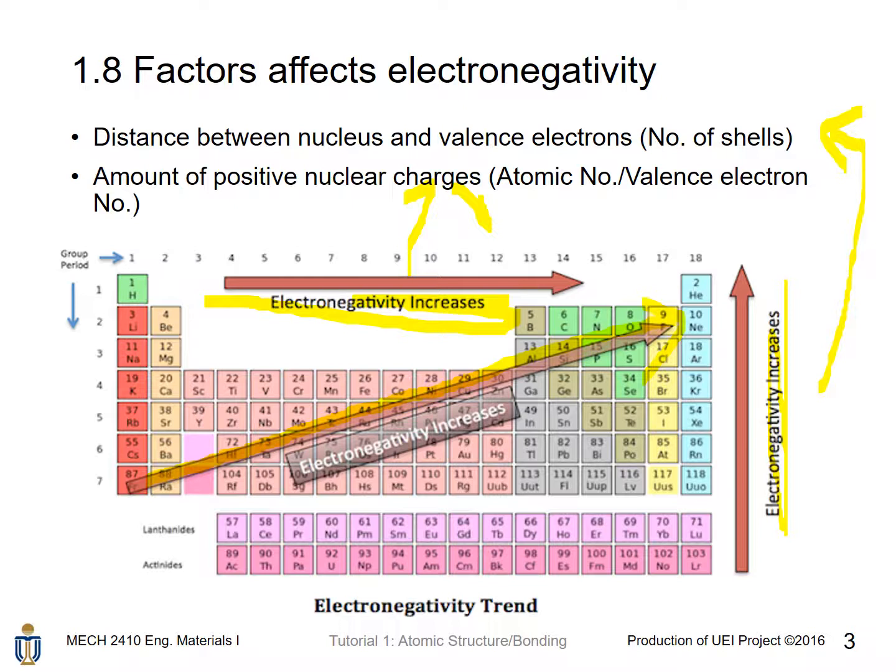However, for noble gases, the electronegativity is usually undefined, because we can't measure it. They are chemically inert and seldom form any chemical bonds with other atoms. That's why we have no method, or nearly no method, to define the electronegativity for those noble gas elements.